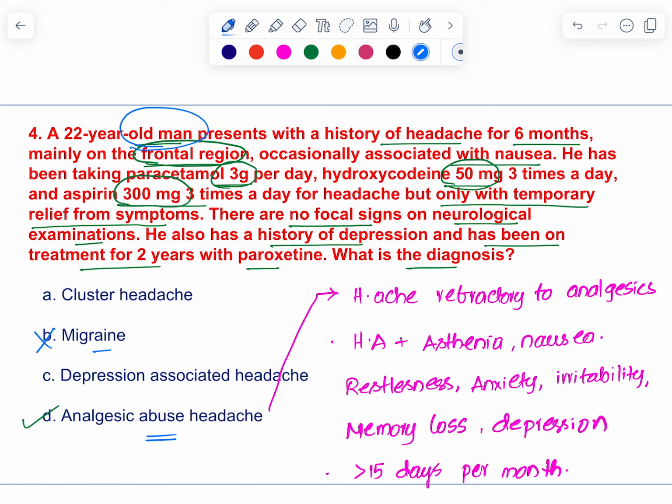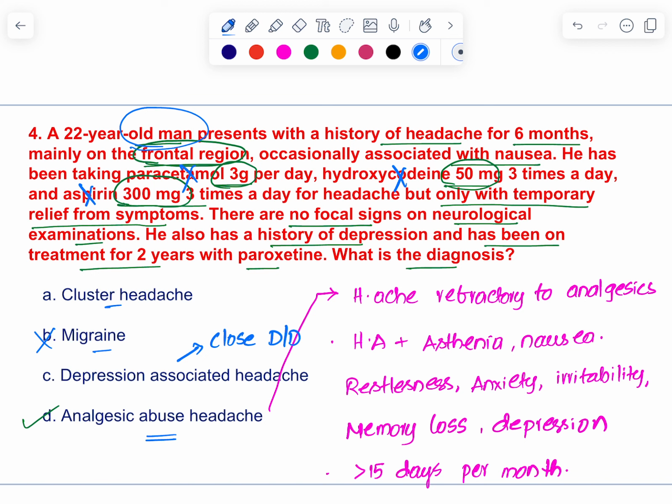And you take depression associated headache. Depression associated headache, this is one of the close differential diagnoses in this question, right? It's a close choice, but clinically speaking, we should first rule out the analgesic abuse headache by seeing the response of the patient to withdrawal of the NSAIDs. So what do you need to do? You just stop all the NSAIDs. You stop this paracetamol, you stop this hydroxycodone, and you stop this aspirin, and then just see how the headache is responding. And in analgesic abuse related headache, the treatment is to stop the analgesics, then the headache will subside.